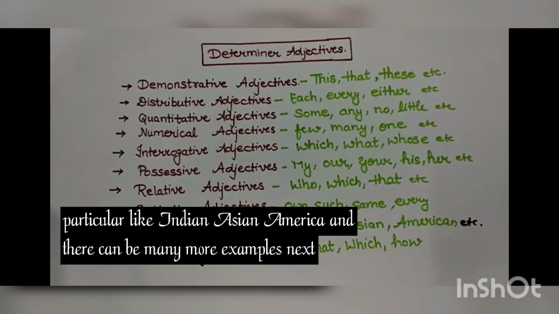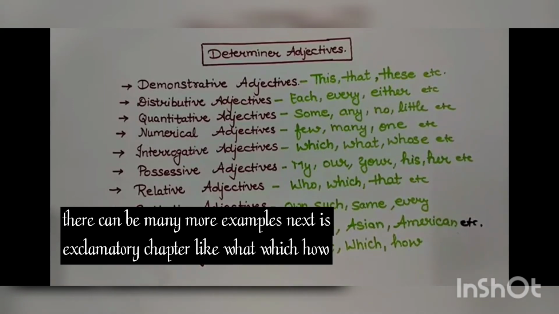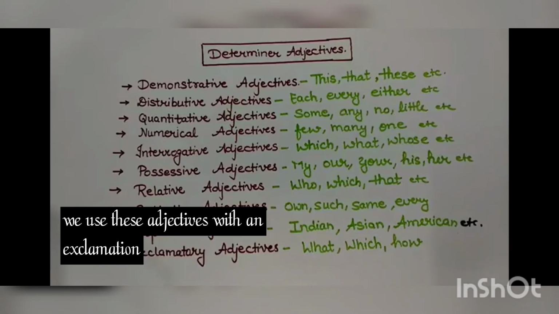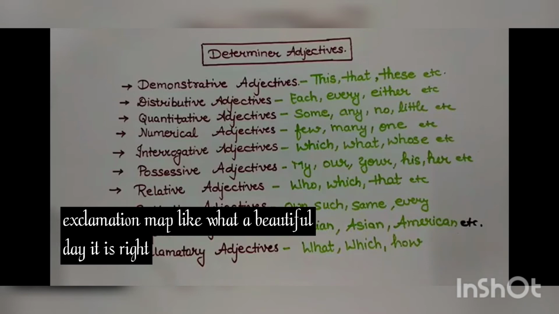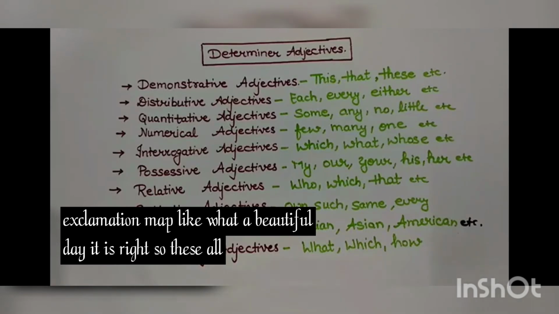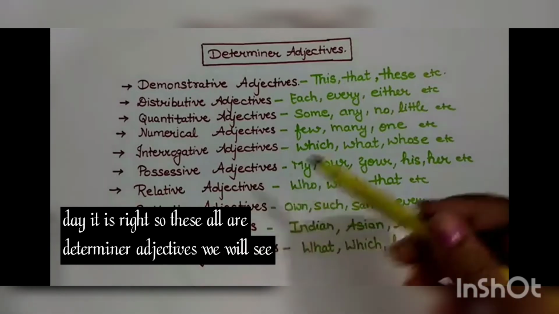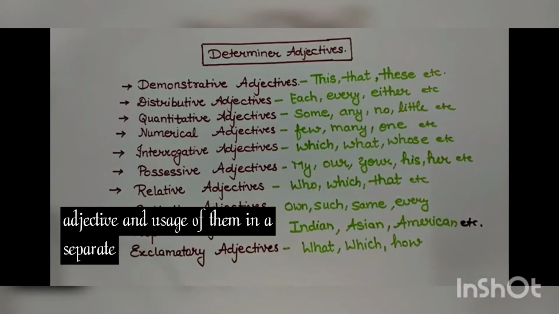Next is the exclamatory adjective, like what, which, how. We use these adjectives with an exclamation mark, like what a beautiful day it is, right? So these all are determiner adjectives. We will see every adjective and its usage in a separate video.